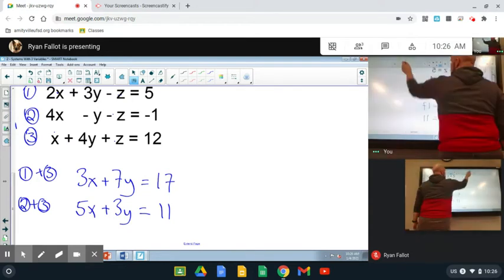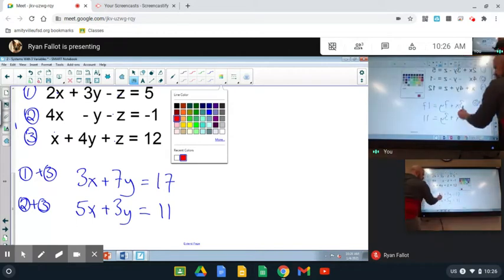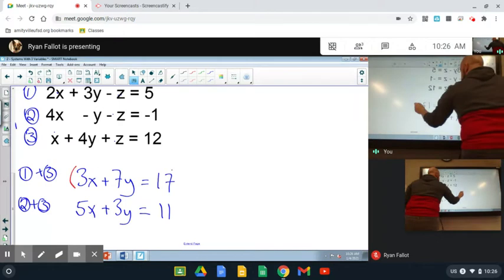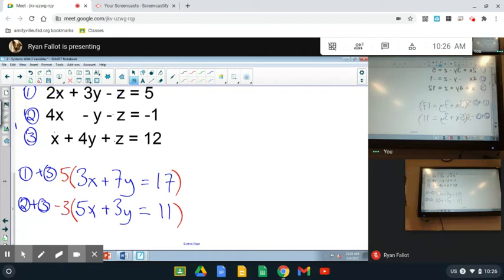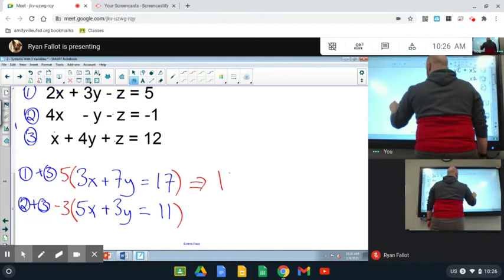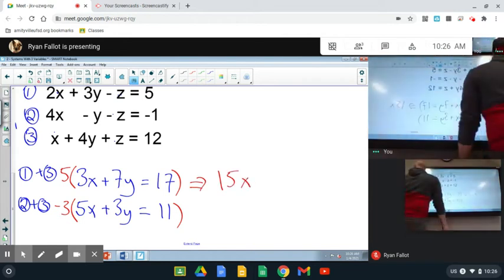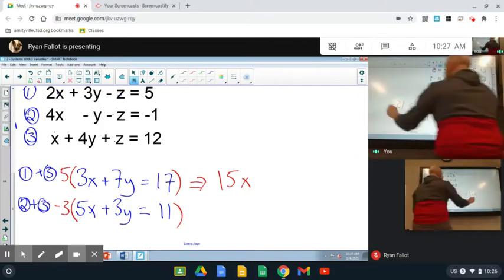We want to eliminate one of these variables. Doesn't matter which one, so I'm going to go ahead and eliminate the x's. So in order to eliminate them, remember, you have to have the same coefficient with an opposite sign. So let's multiply the whole top one by 5 and the whole bottom one by negative 3. Because what that's going to do is give us a 15x, because 5 times 3x is 15x. 5 times 7y is going to be our 35y.